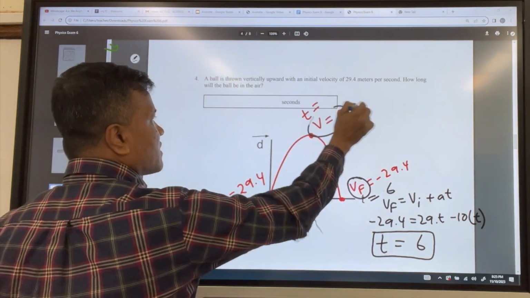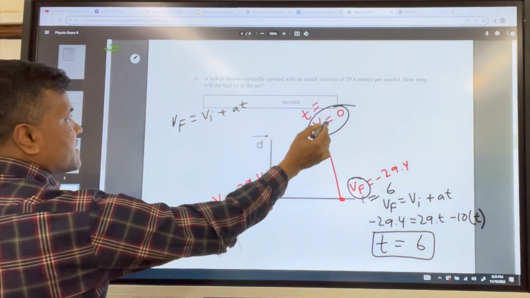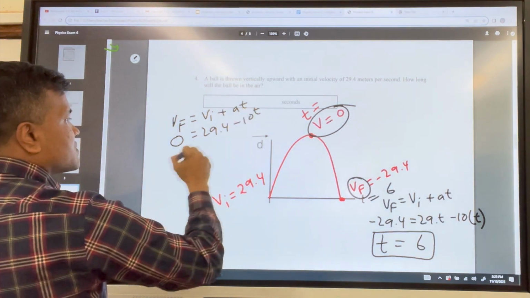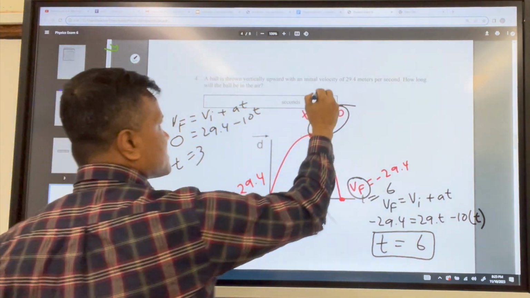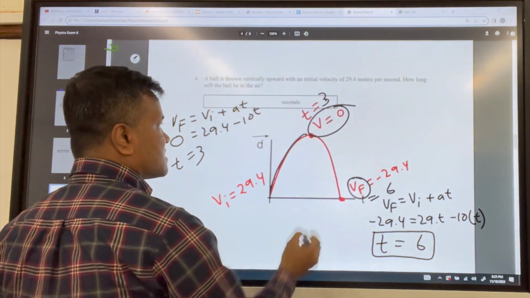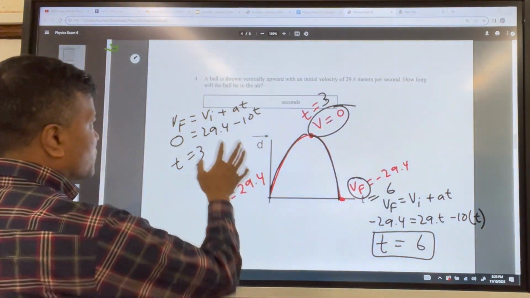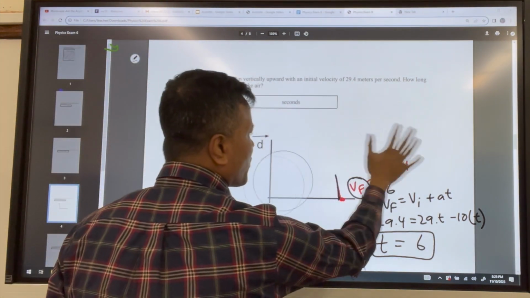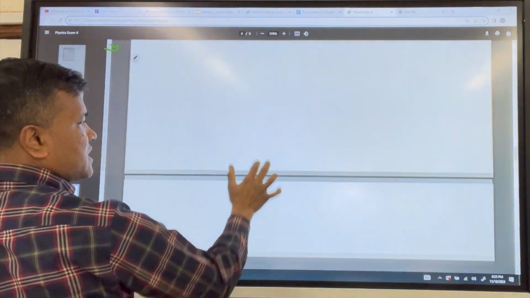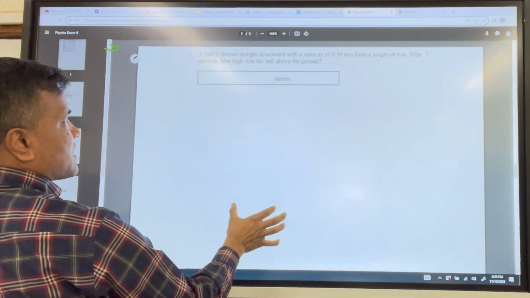You can do it this way: the velocity at the maximum height is 0. So Vf is equal to Vi plus at, 0 is equal to 29.4 minus 10t. So t is equal to 3. This takes 3 seconds, this takes 3 seconds, so 3 plus 3 is of course 6. Again, you can do many more ways, but since I'm a little tired, I'm not going to show you like 10 ways. I'm just going to show you 2 ways to solve every single problem.